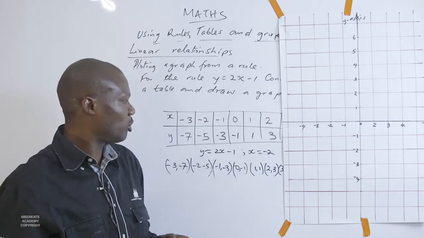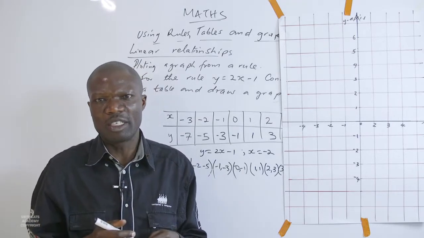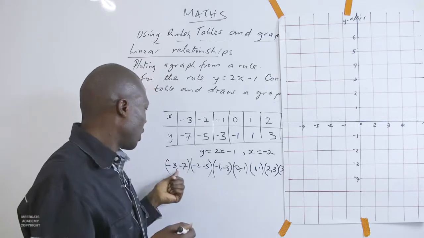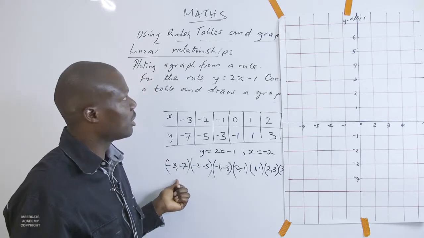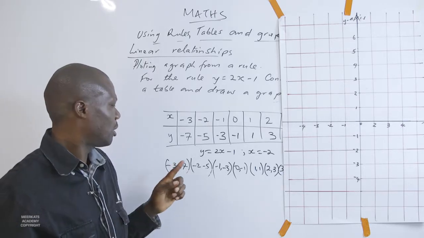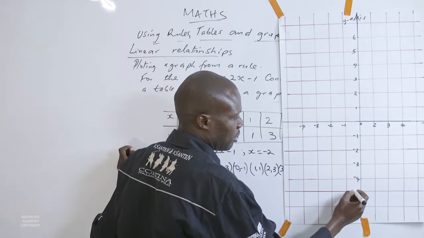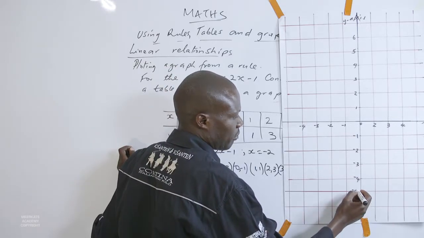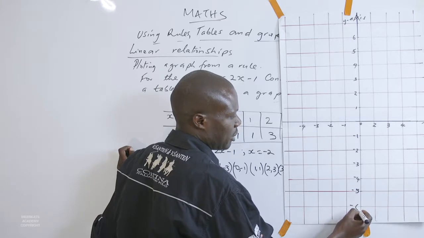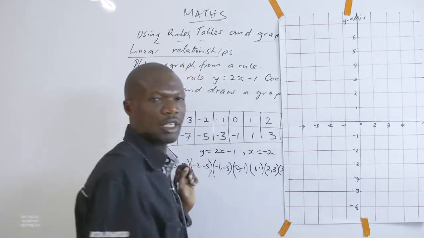Now, the coordinates we have, we don't need all of them. We are going to pick a number and see if they are going to agree. First coordinate is (-3, -7). So I'll go on, this is minus 5, minus 6. So minus 7, I don't have it on my Cartesian.